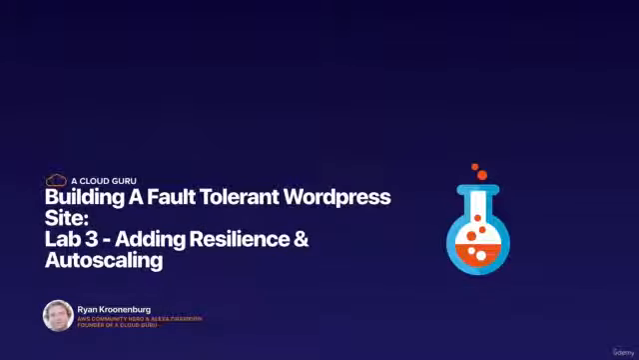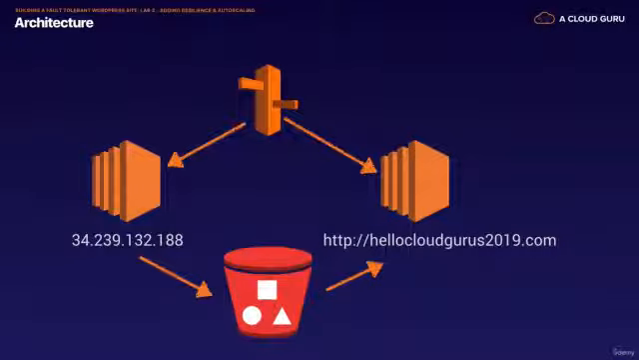In this lecture we're going to look at how we can add a bit of resilience and auto scaling. Then we're going to go through and hopefully test our highly available WordPress site. So first of all, I just want to show you a network diagram. This is what it's going to look like. This is what we're going to do.